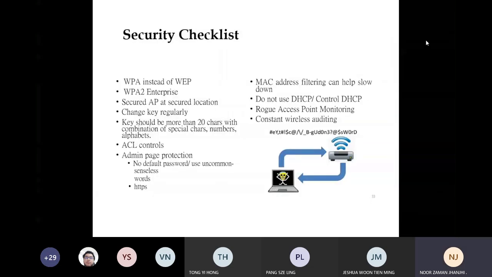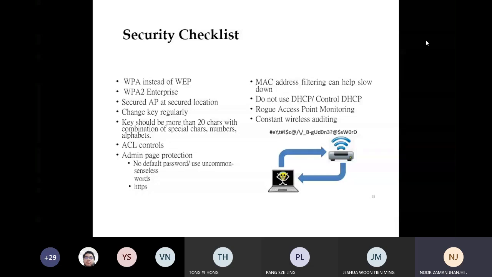Now, the security checklists. While we are using wireless networks, we have to keep these things in mind. This will help us to enhance the security. That's what the points are. Instead of using WEP, that's what we just discussed, it's better to use WPA, because WEP is the first Wired Equivalent Privacy protocol, and it is not as secure.